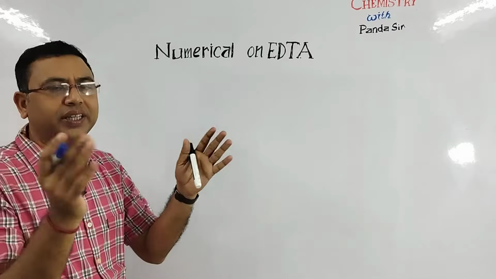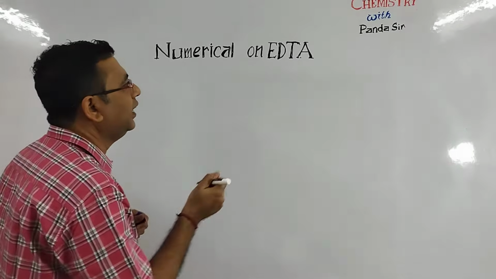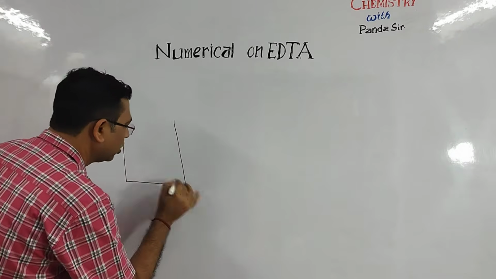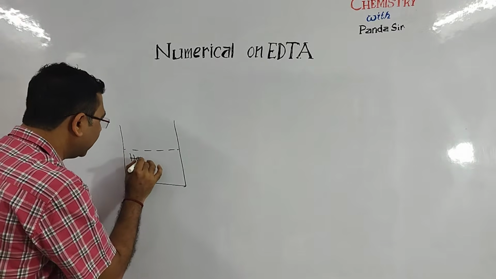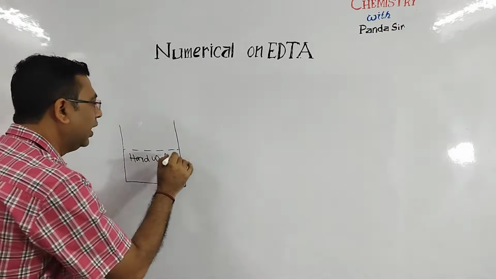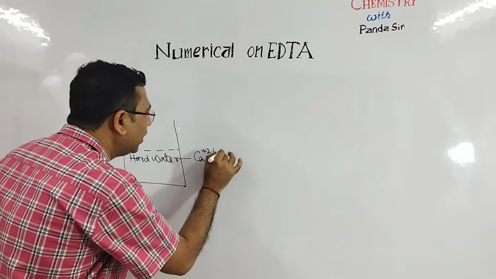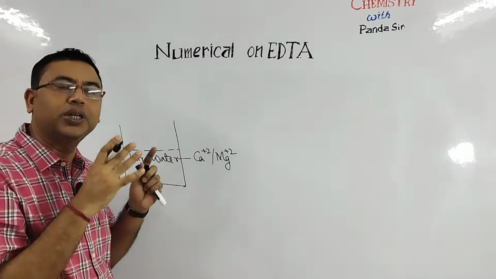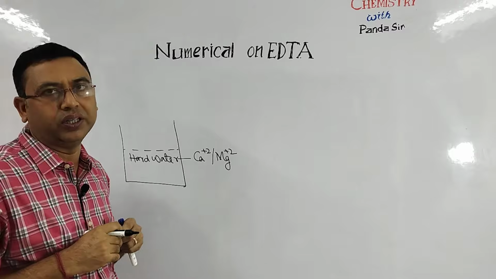So what happens in the EDTA numerical? Let me tell you. First of all, we are taking a beaker, and here we are taking the hard water sample, which contains calcium ions or magnesium ions, because calcium and magnesium salts are the major contributors to the hardness of water.